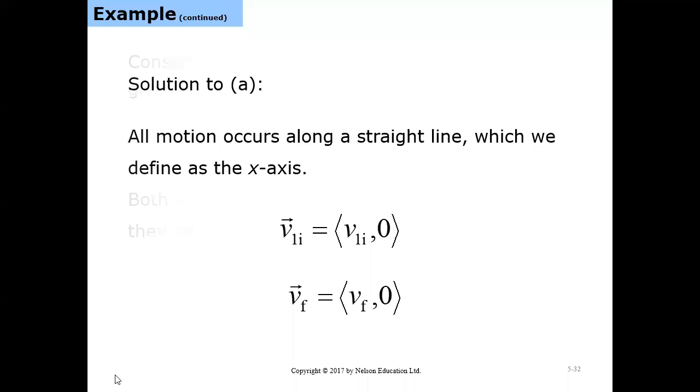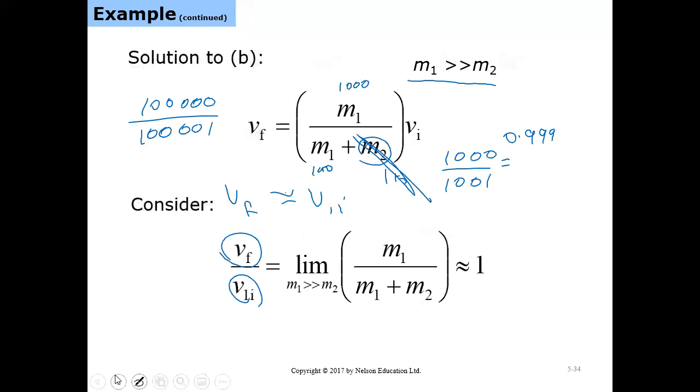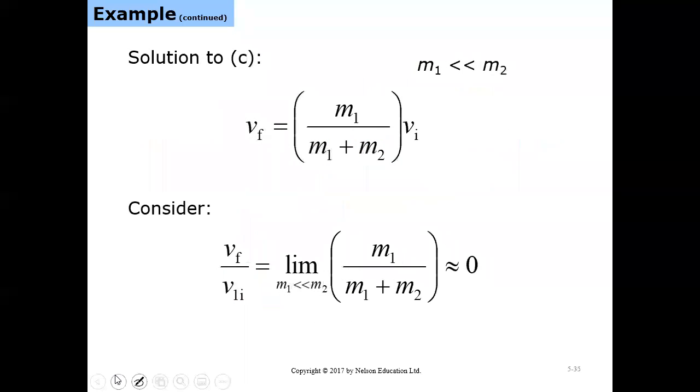So can you get that answer from our equation? If M1 is much, much smaller than M2, what happens? M2 is very big, say 100,001, and M1 is only 1. 1 over 100,001 is almost 0. So the speed of the combined object will be approximately 0. So we get the result that you can imagine. We can get it from the laws.